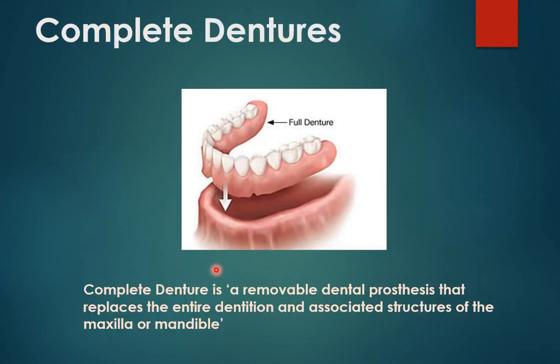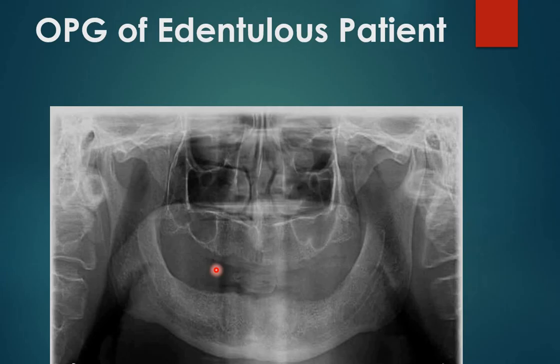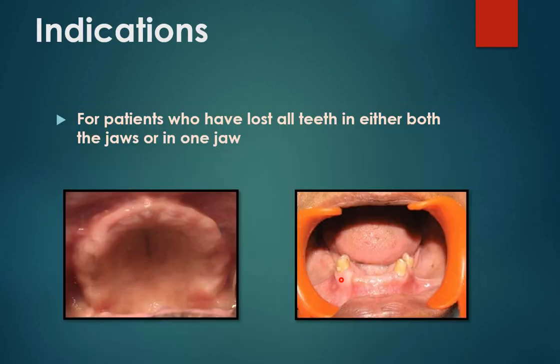So, what is a complete denture? A complete denture, by definition, is a removable dental prosthesis that replaces the entire dentition and associated structures of the maxilla or the mandible. If you take an OPG, that is the orthopantomogram, of this edentulous patient, you find that there are no teeth in either the upper arch or the lower arch.